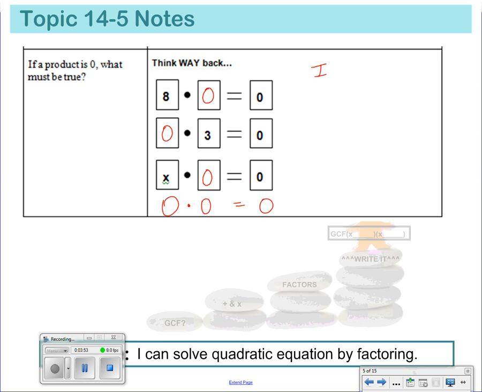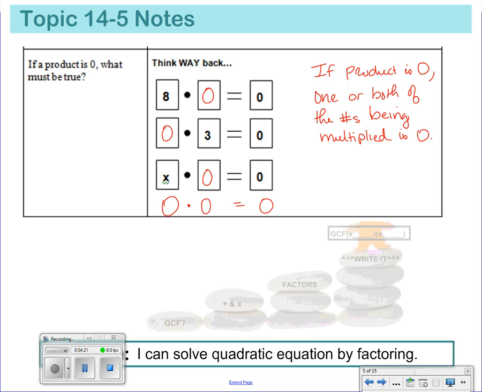So I'm going to write that out. If the product is 0, I'm answering my question. If the product is 0, one or both of the numbers being multiplied is 0. So that's what I just showed.